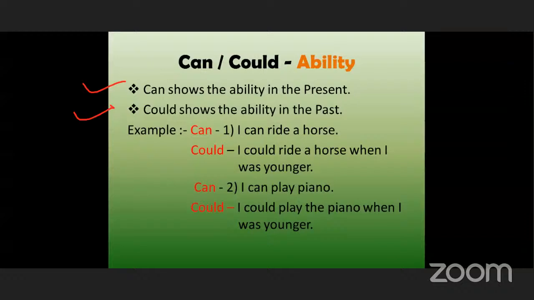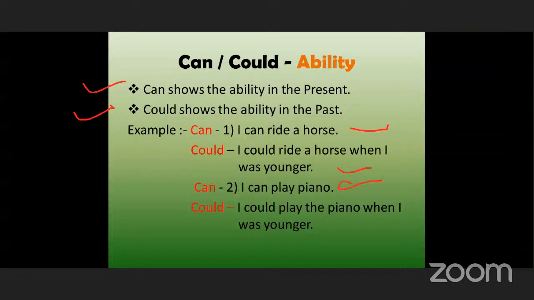For example, can, ability in the present. I can ride a horse. Here can shows the present ability. Now, what does could show here? Could shows the past ability. Like, I could ride a horse when I was younger. What is the sentence telling? That I could ride a horse when I was younger. Now it is not possible for me to ride. When I was younger, I could ride a horse. So could shows the past ability.